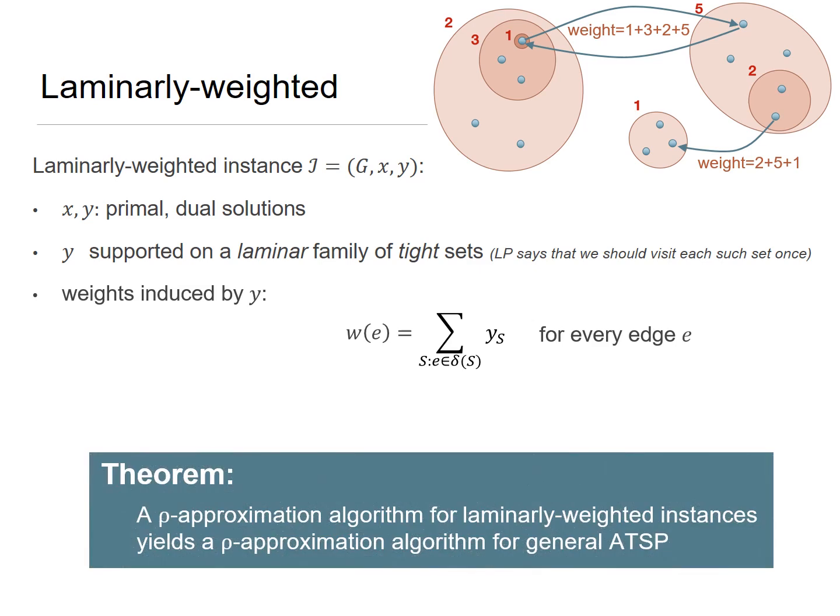Okay, so we show that if you have a rho approximation algorithm for these laminarly weighted instances, then for free you get a rho approximation algorithm for general instances. Okay, so you really can assume that your instance is such. Okay. One more thing, the Held-Karp lower bound is the primal optimum, which is equal to the dual optimum, and the dual optimum was 2 times the sum of all these values.